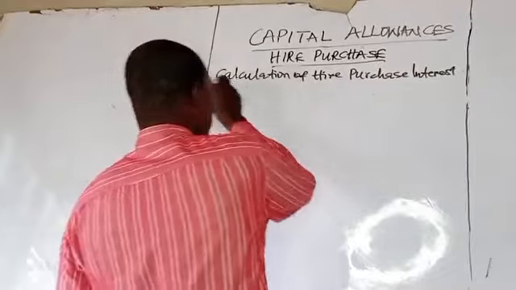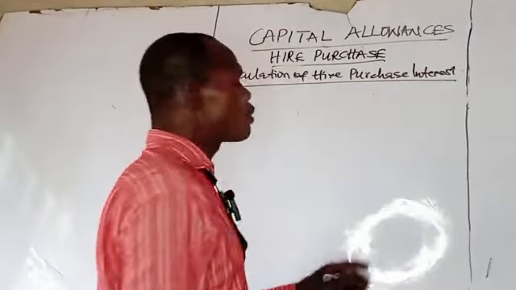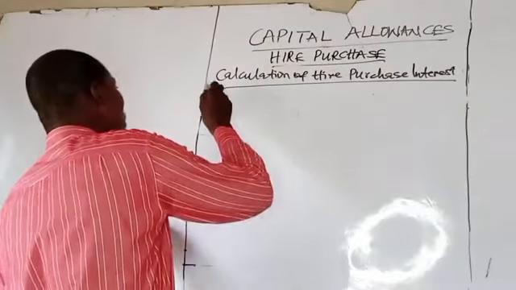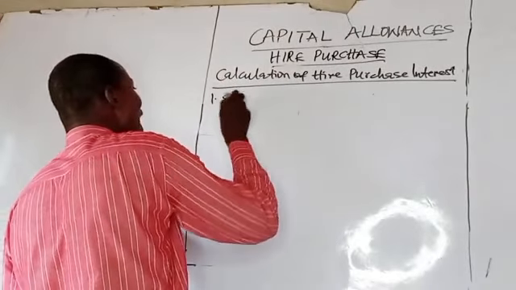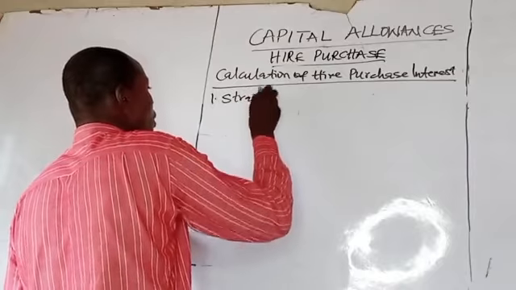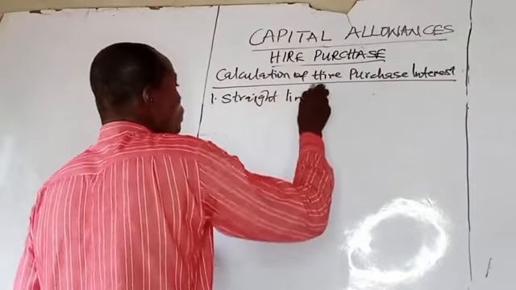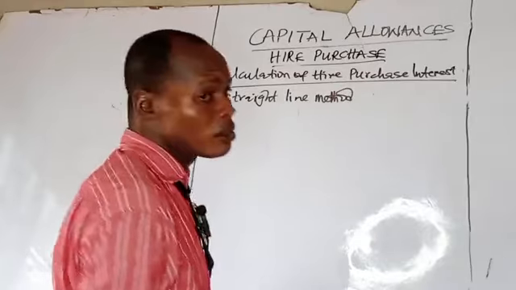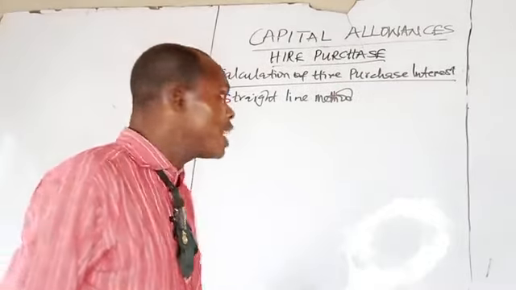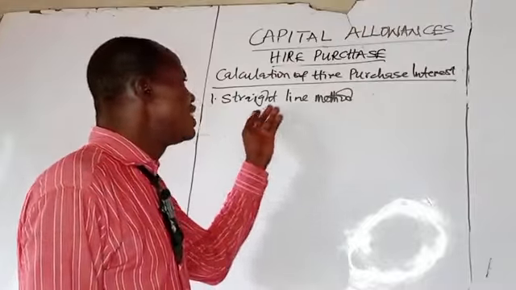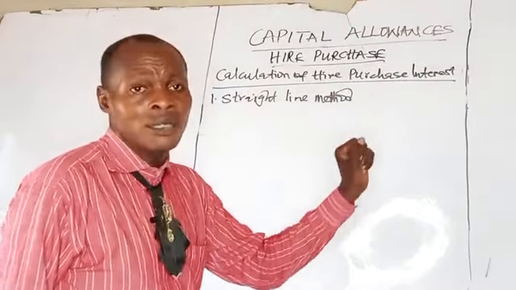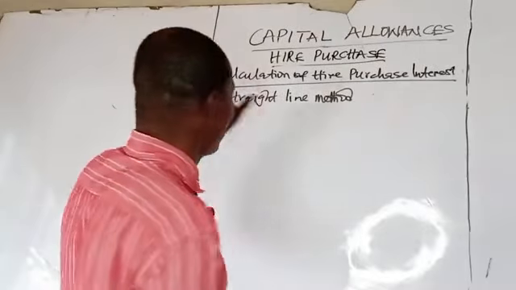There are 3 methods of calculating hire purchase interest. The first method is straight line method. Under this method, the hire purchase interest will be deemed to have accrued evenly over the hire purchase period.